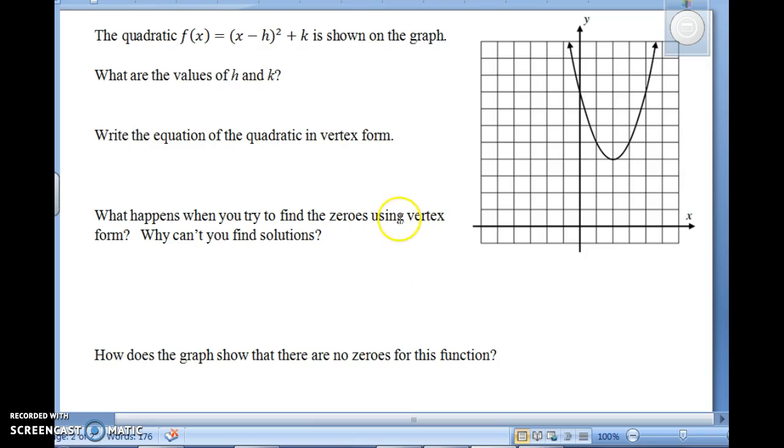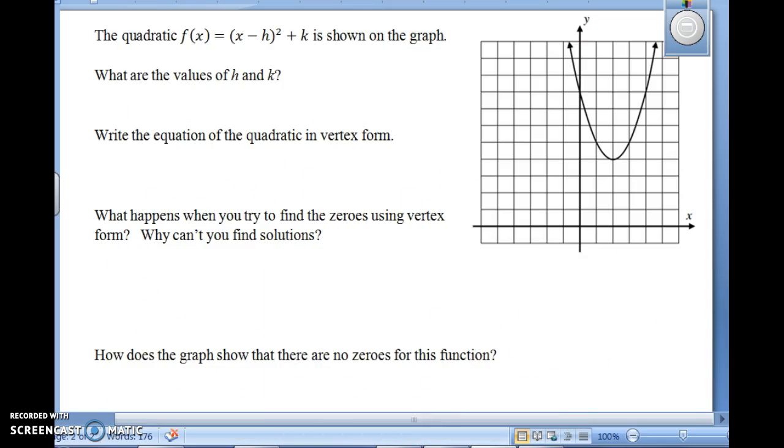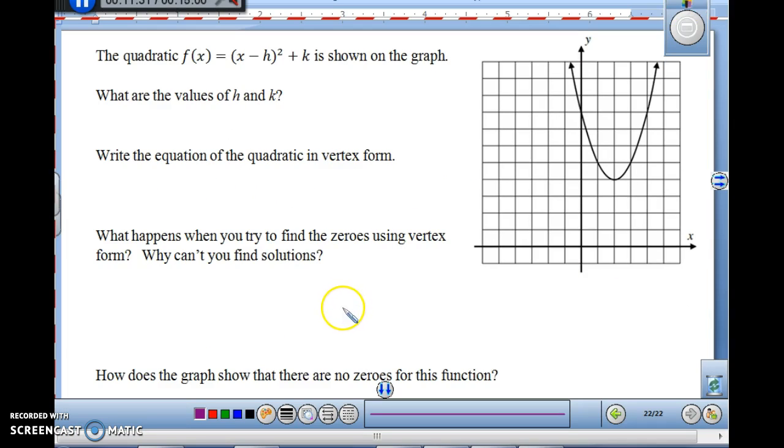All right, so let's look at this quadratic. The quadratic f of x is equal to (x minus h) squared plus k is shown in the graph. So this is vertex form of the parabola. In vertex form, what are the values of h and k? It would be the vertex. The vertex right here is at the point (2, 4). So h will be 2, and k will be 4.